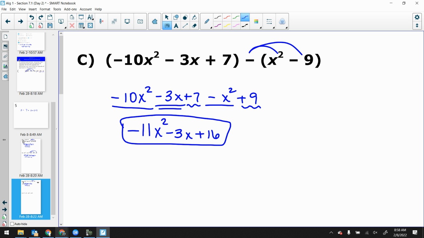I bet if you guys made a mistake, you might have said negative 11x squared minus 3x minus 2. But if you made a mistake on that one, I bet it was a minus 2 sitting out there on the end. You know where that comes from? Forgetting to make the negative 9 positive and then combining with the 7. Always distribute that negative. Even when you have a negative, turn it to positive.